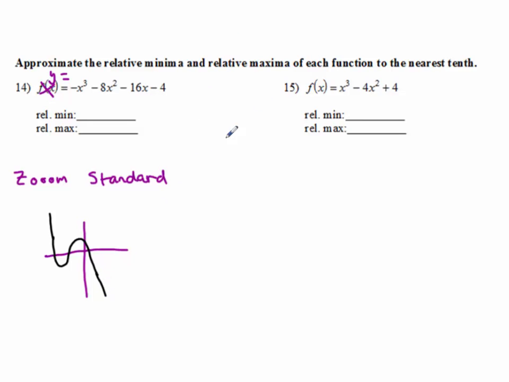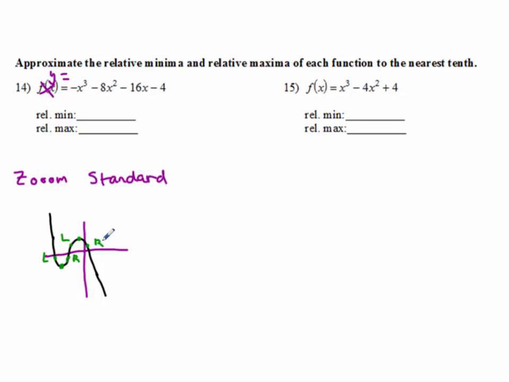Where is our minimum on this graph? It's down here. And where's our maximum? It's up here. And so when we go through on our calculator and find it, we'll have to do a left bound and a right bound on both of these.